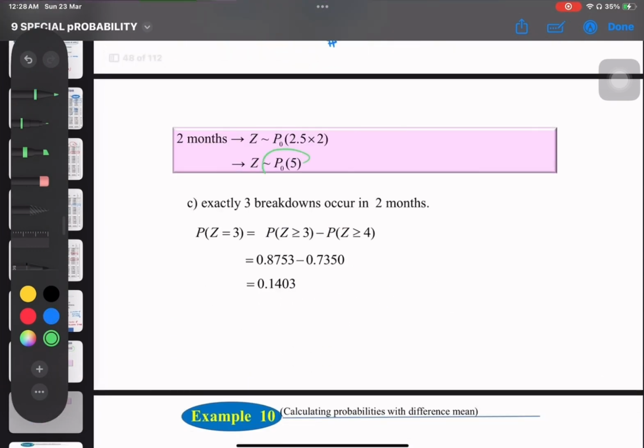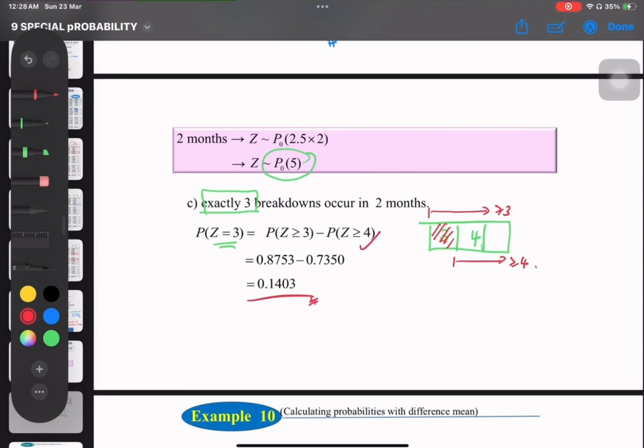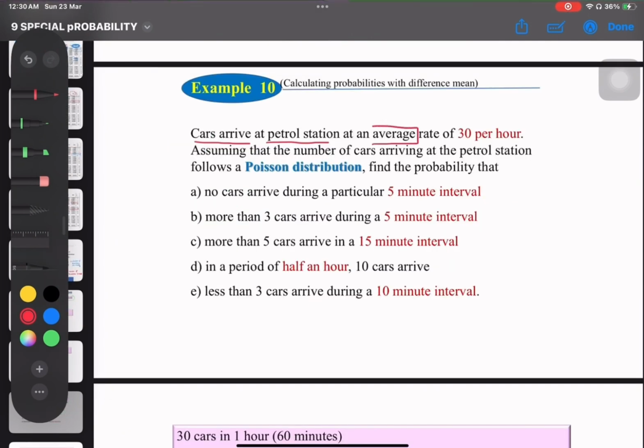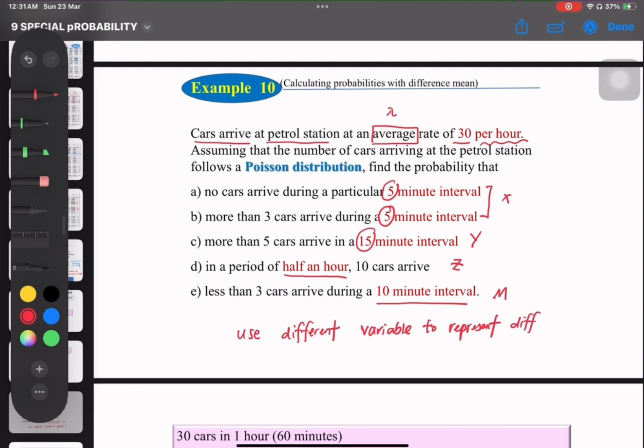For question C, times 2.5 with 2 and you get 5 as your mean. Draw the boxes and read from the statistical table and get the answer. Average value also refers to mean, so our mean here is 30. For question A and B, they have the same interval, which is 5 minutes, so represent it with the same variable. For question C, D, E, we use different variable for a different interval.